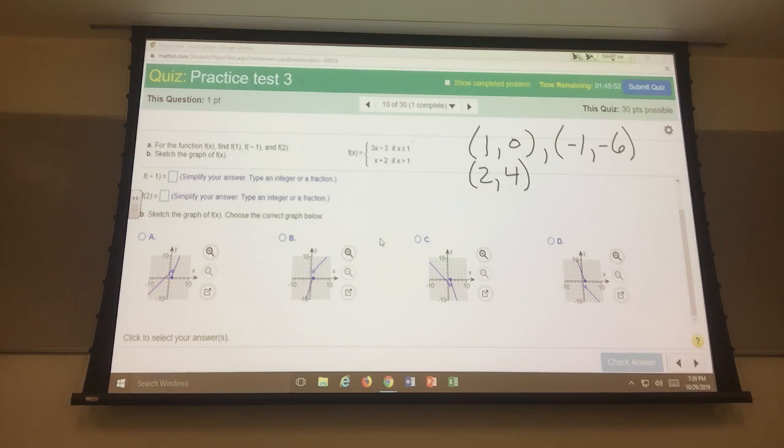So what you want to look at is this portion right here, okay? And knowing that both of these lines have what type of slope? Positive. So the lines should both be going up, right? That means it can only be which choices? A and B, right?